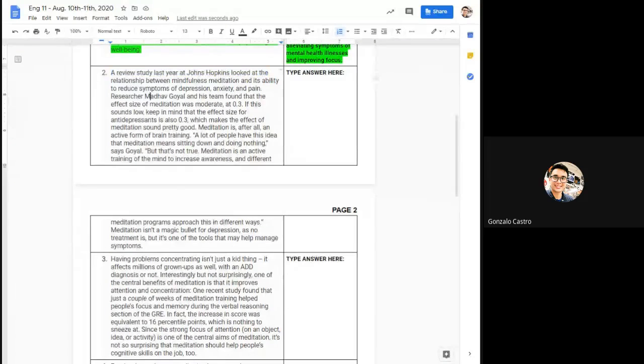Researcher Madhav Goyal and his team found that the effect size of meditation was moderate at 0.3. If this sounds low, keep in mind that the effect size for antidepressants is also 0.3, which makes the effect of meditation sound pretty good. Meditation is, after all, an active form of brain training.